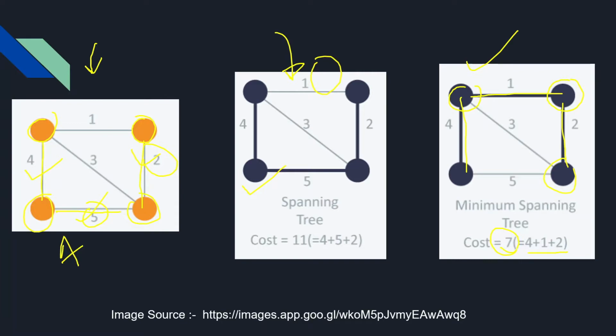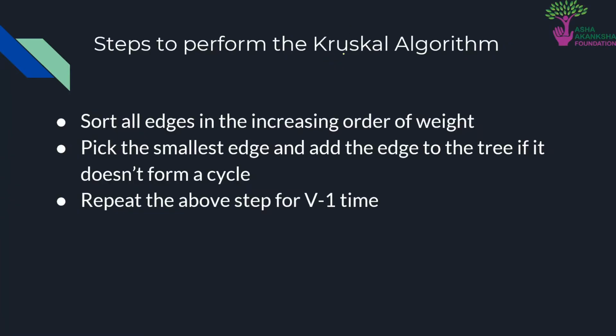So let's move on to the steps required to perform the Kruskal algorithm. First of all, we have to sort the edges in increasing order of weight. We have to pick the smallest edge and add the edge to the tree only if it doesn't form a cycle. We have to repeat these steps v minus 1 times.